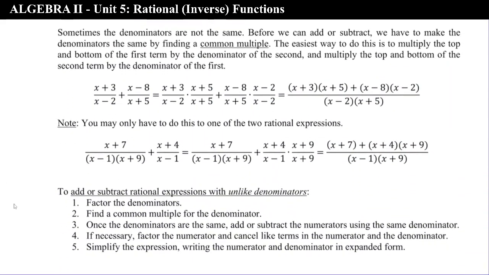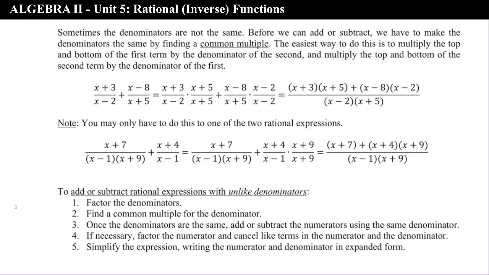Sometimes the denominators are not the same. Before we can add or subtract, we have to make the denominators the same by finding a common multiple. The easiest way to do this is to multiply the top and bottom of the first term by the denominator of the second, and multiply the top and the bottom of the second term by the denominator of the first.